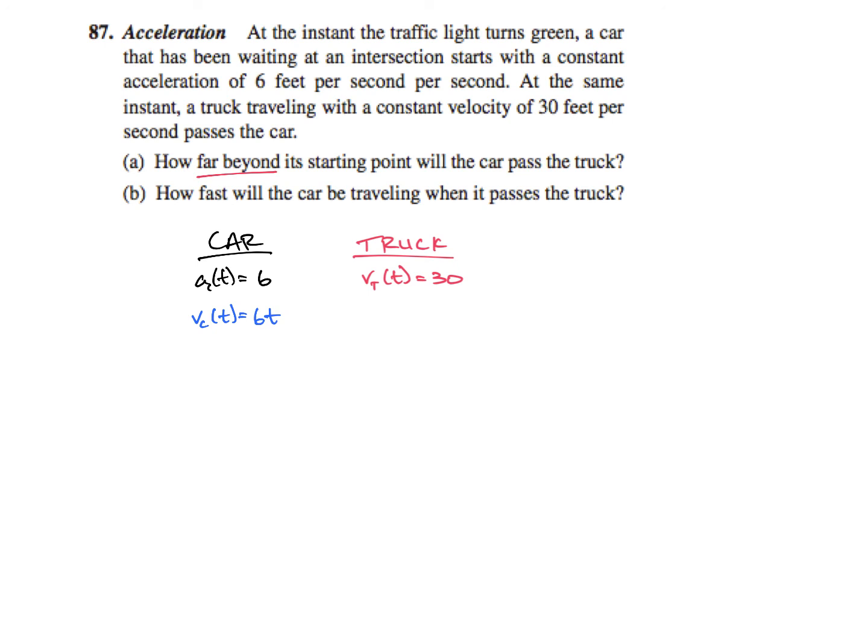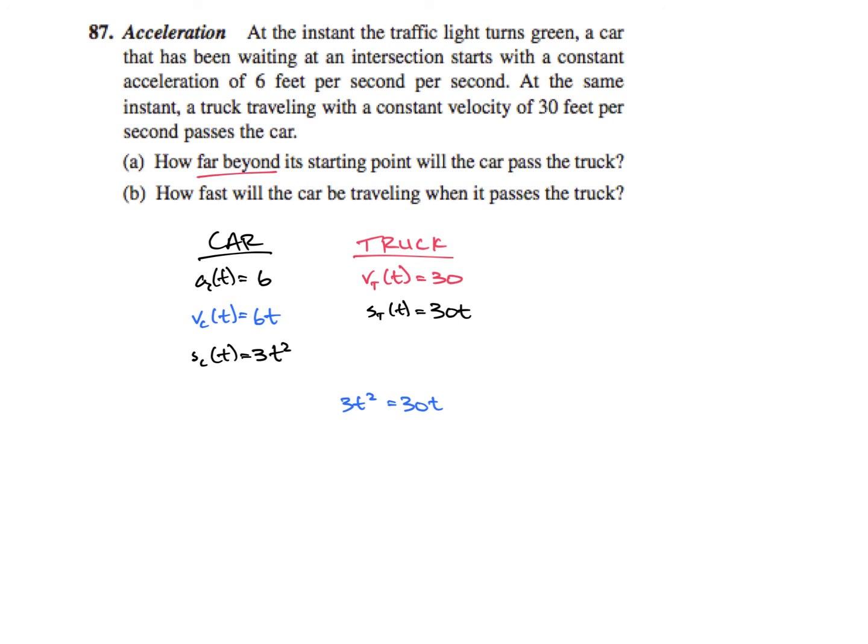All right, so then, what is my antiderivative of velocity? Position. So now my position of my car is equal to what? 3t squared. All right. Now I need to get to position of my truck. Well, what's the position of my truck? Which would be what? 30t. Now, what do I want to do with those two functions? I want to set them equal. So now I'm going to set 3t squared equal to 30t.